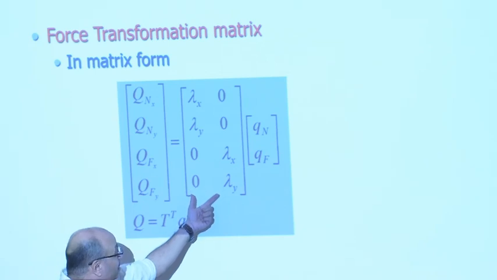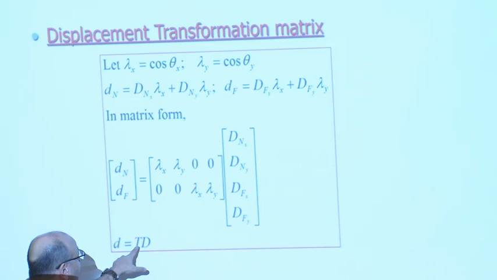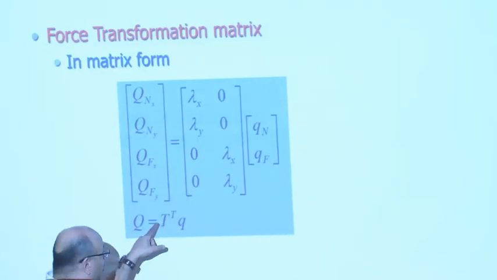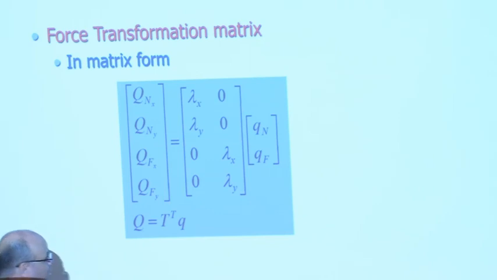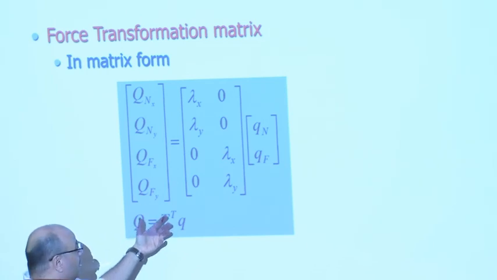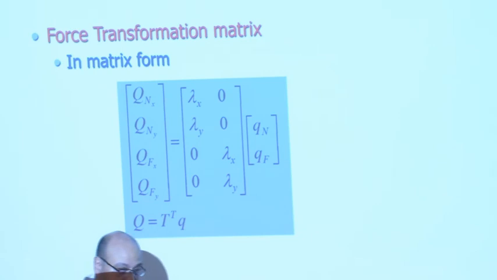Do we notice anything about this matrix compared to the one that we had earlier? Let me switch back and see what we had earlier. That was T, then this will be the transpose of this. So the transpose of the transformation matrix is what we have here. So the big Q is T transpose multiplied by q. So this is the third step.